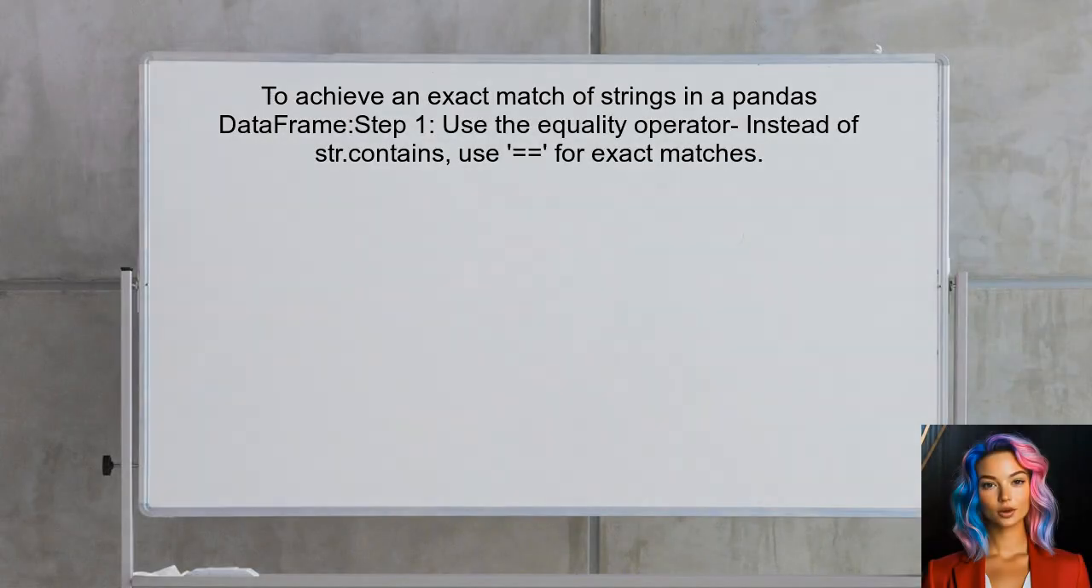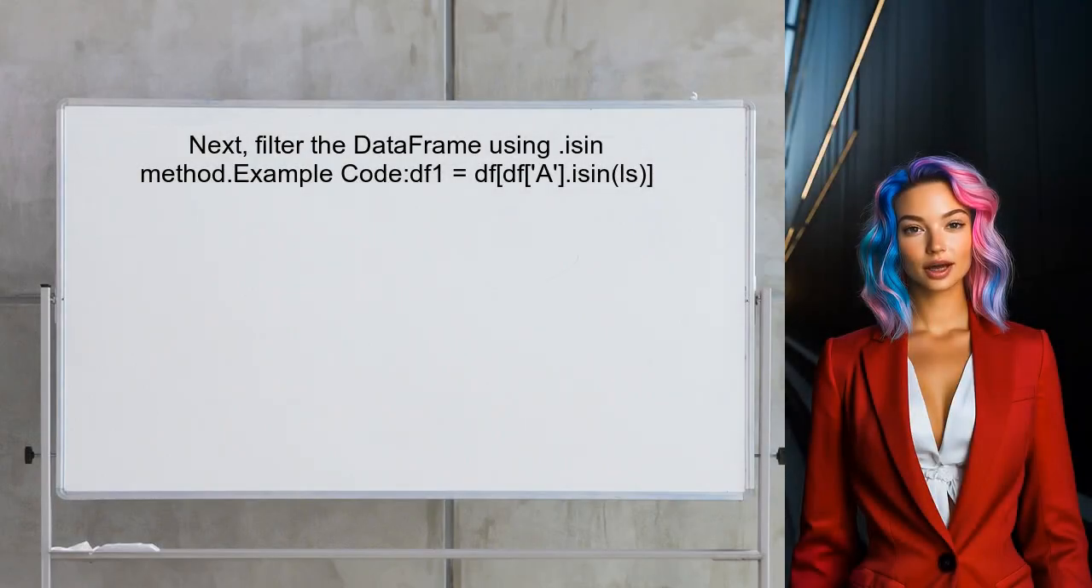To achieve an exact match of strings in a Pandas data frame, the user should utilize the equality operator instead of the str.contains method. This will allow for precise filtering of the data frame. Next, the user can create a new data frame that filters the original data frame based on the list of strings. This can be done using the .isin method, which checks for exact matches.